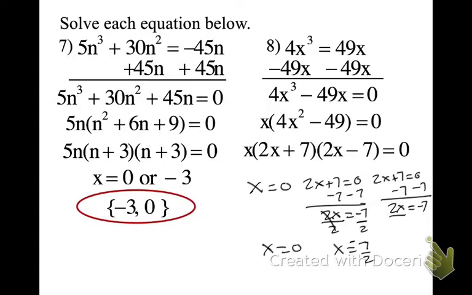We don't even need to do that one. I will trust that since they're exactly the same. So x equals -7/2. So my solutions always go here, -7/2, comma 0. Close the braces.